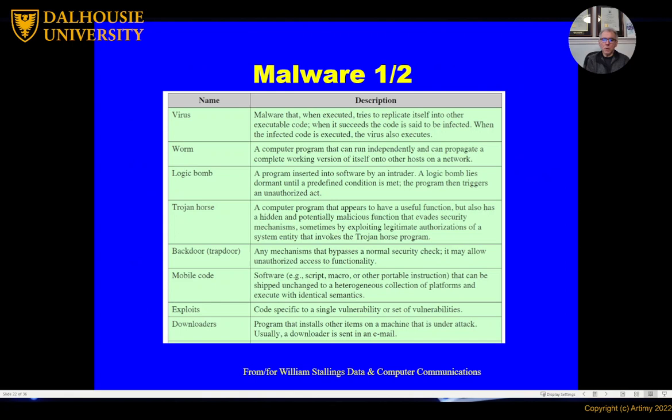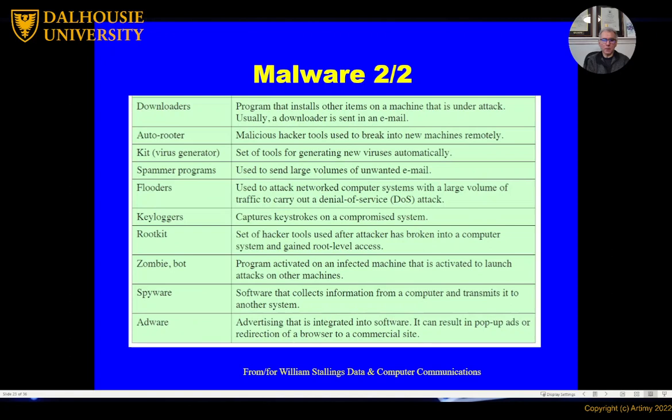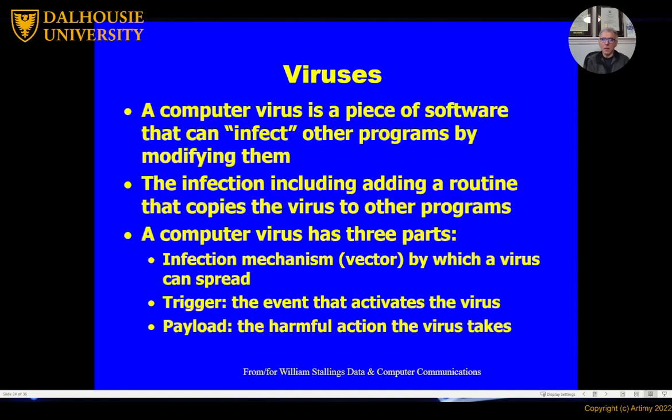All right, so we have here a list of them: virus, worm, logic bomb, Trojan horse, backdoor, mobile code, exploits, auto-rooter, kit, spammer, flooder, keyloggers, rootkit, zombie or bot, spyware, adware. Each one of these has special characteristics. They all have a common characteristic, which is trying to do harm. We're going to talk about some of them in detail.